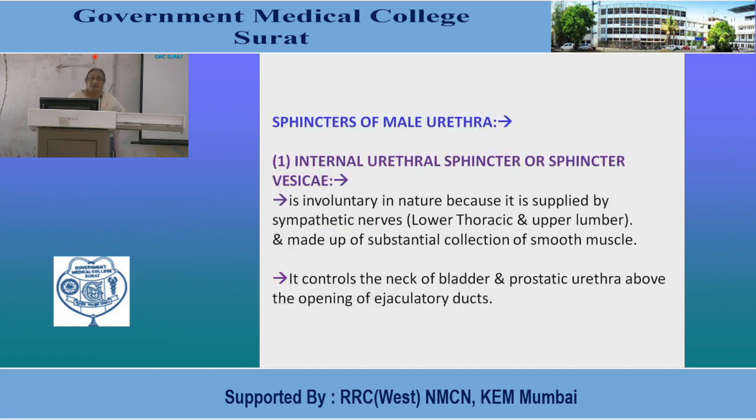Now, sphincters of the male urethra. One is the internal urethral sphincter or sphincter vesicae. It is involuntary in nature because it is supplied by the sympathetic nerves, the lower thoracic and the upper lumbar, and is made up of a substantial collection of smooth muscle. So it is made up of smooth muscle, that's why it is involuntary in nature. It controls the neck of the bladder and the prostatic urethra above the opening of the ejaculatory duct.